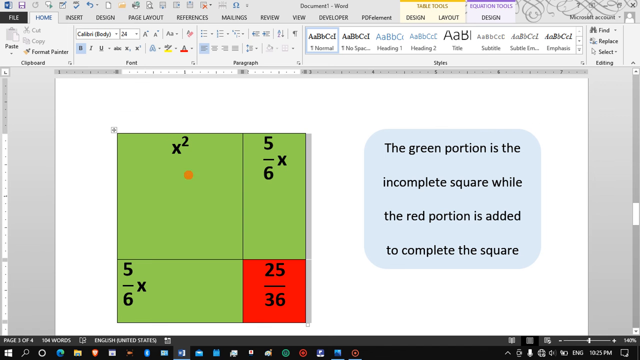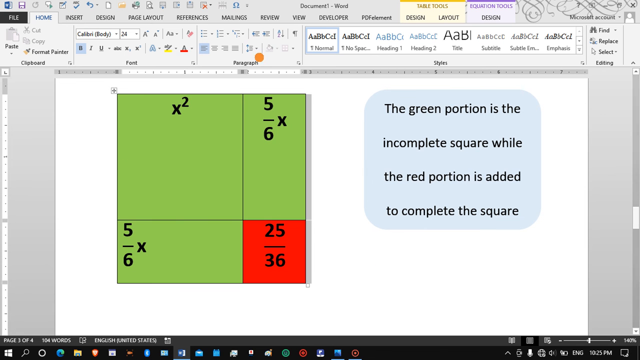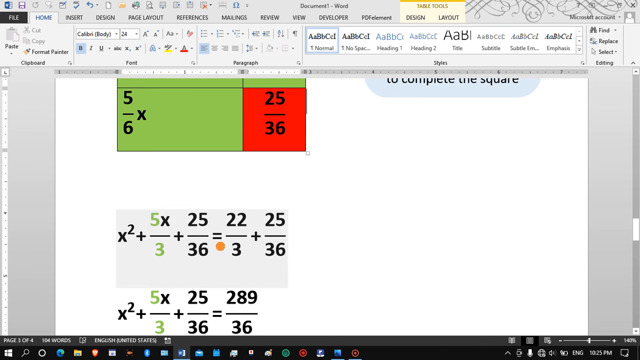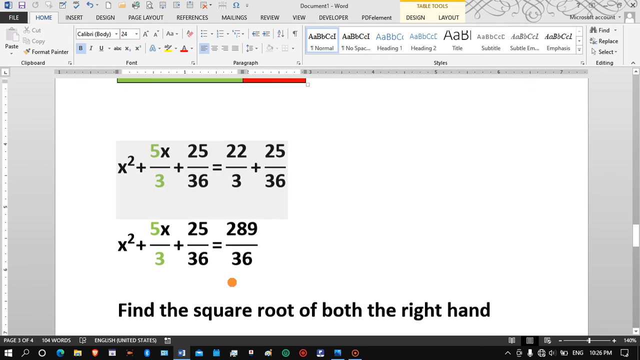This is x squared, this is 5 over 6, which is just 5 over 3 divided by 2. If you add this one plus this one, you get 5 over 3. Then if you add this one now, which is the value that we use to complete the square, you get a full complete square. And so you add 25 over 36 on both sides to complete the square. You just go about it that way.